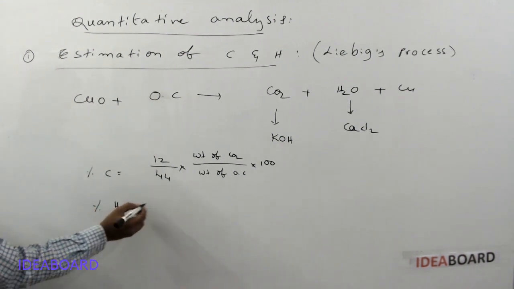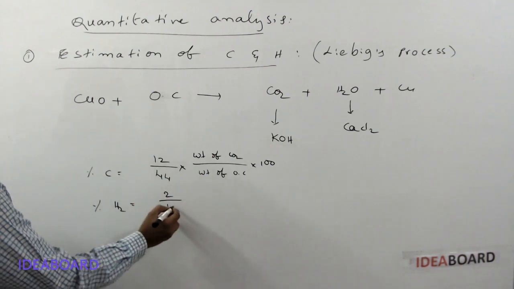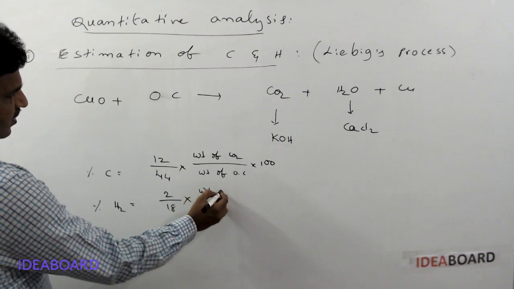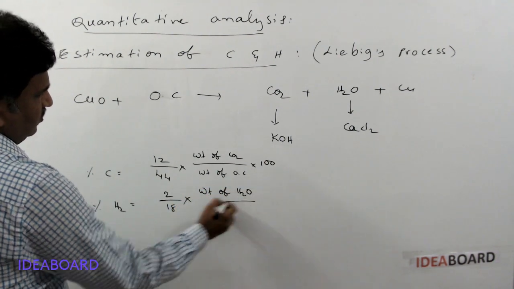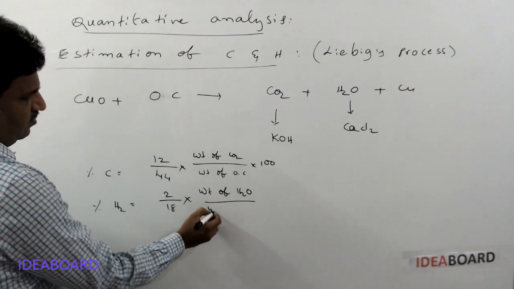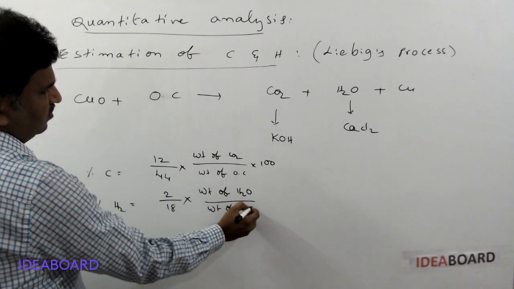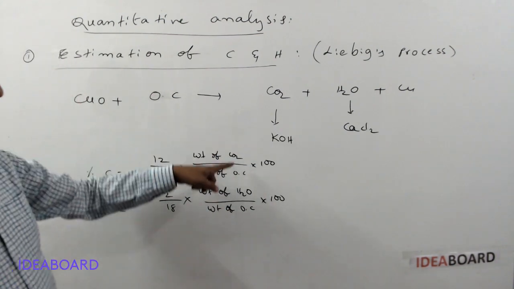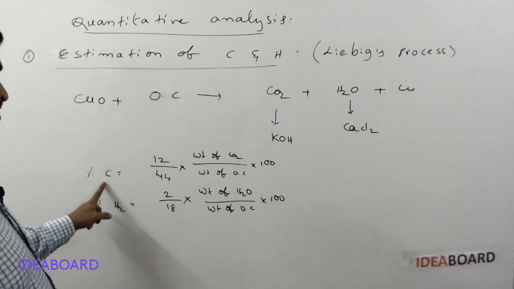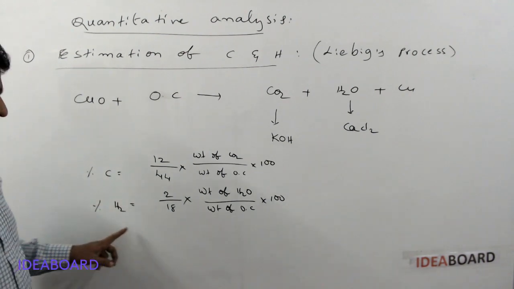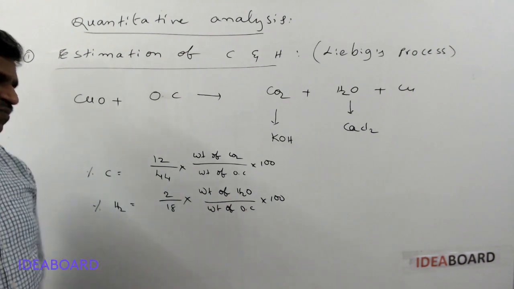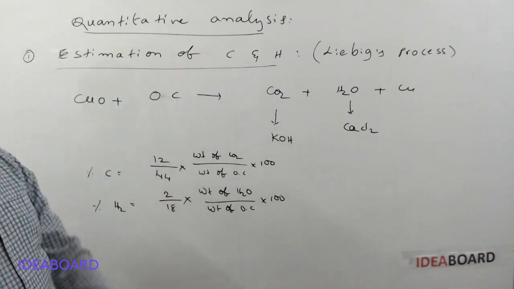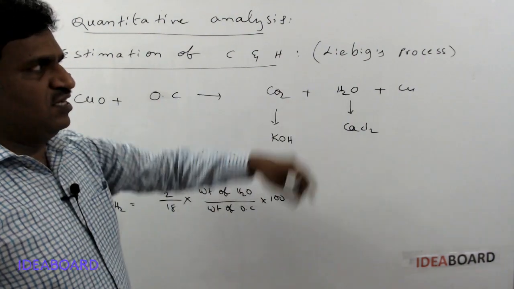Similarly, percentage of hydrogen equals 2 by 18, the H2O molecular weight, into the weight of H2O measured in this tube, by the weight of organic compound given, into 100. So if you know the weight of carbon dioxide and the organic compound, we can calculate the percentage of carbon. Similarly, if you know the weight of H2O and the organic compound, we can calculate the percentage of hydrogen. This is the estimation of carbon and hydrogen by Liebig's process.